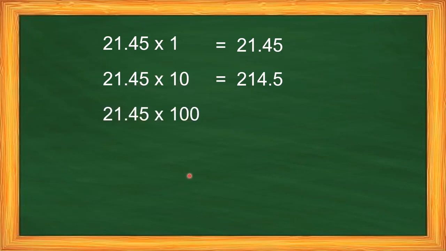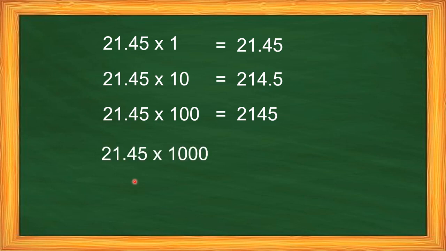Okay? And then, times 100. So, from 100, yung decimal point ng 1 ay nandito. So, nadagdagan na siya ng isa, dalawang decimal places. So, mula dito, ganun din, isa, dalawa. So, yung sagot natin now is 2,145. Alright. Now, what if it's multiplied by 1,000?